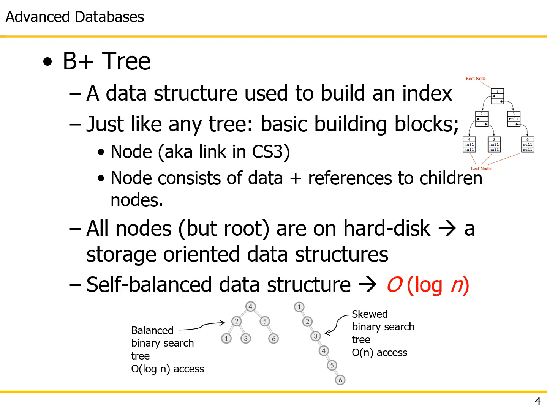What do I mean by skewed? I mean that most of the nodes in the tree will reside on one side and the other side will almost be empty. And when a binary search tree gets skewed, just like the figure you have here, you're not getting log n anymore. You are getting O of n access.